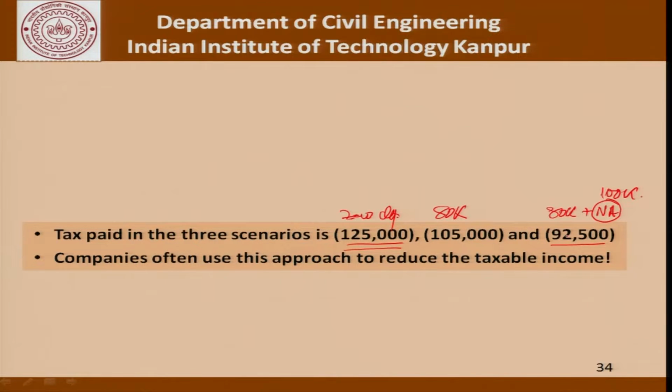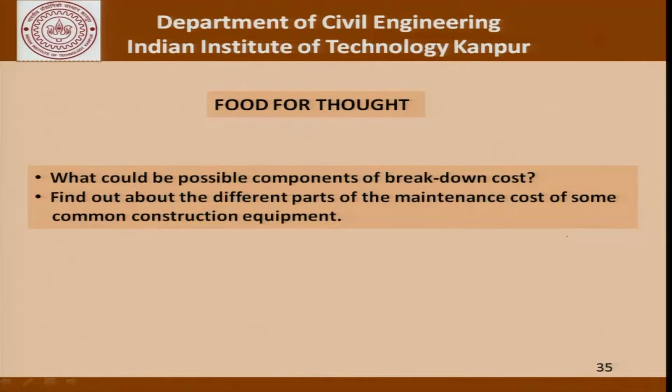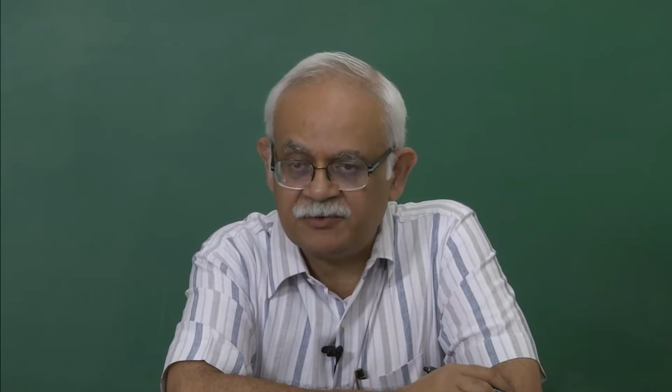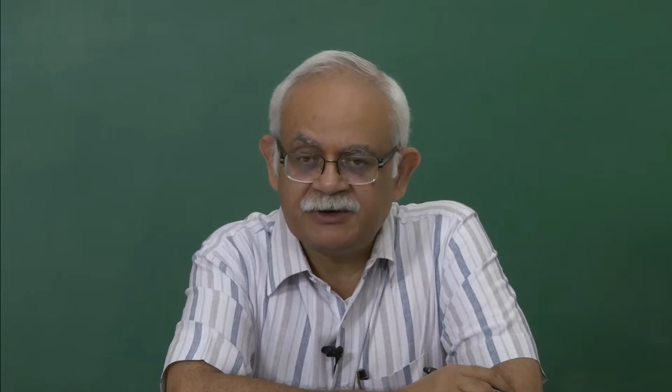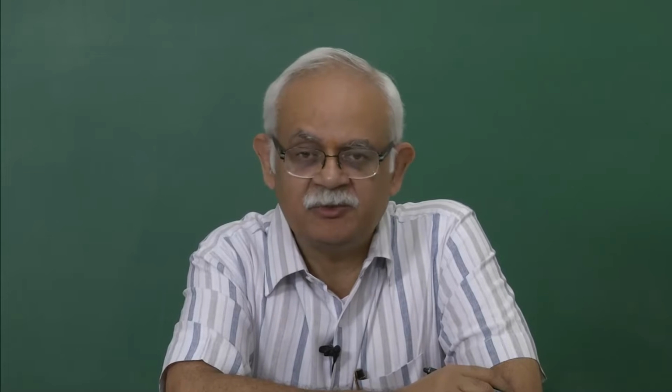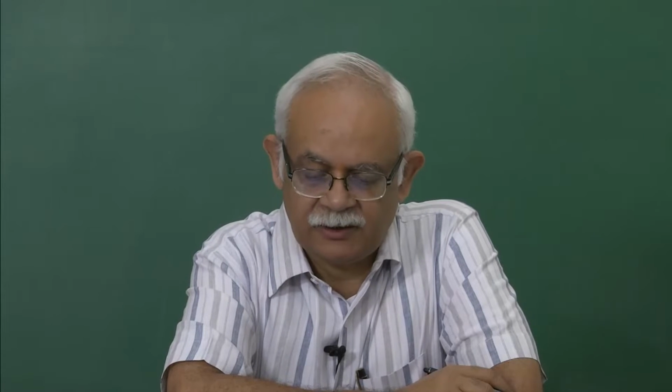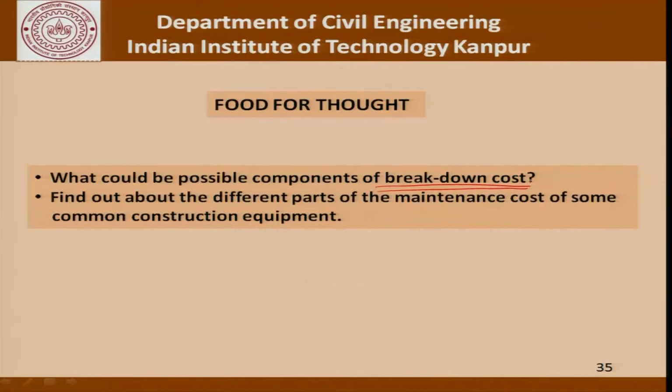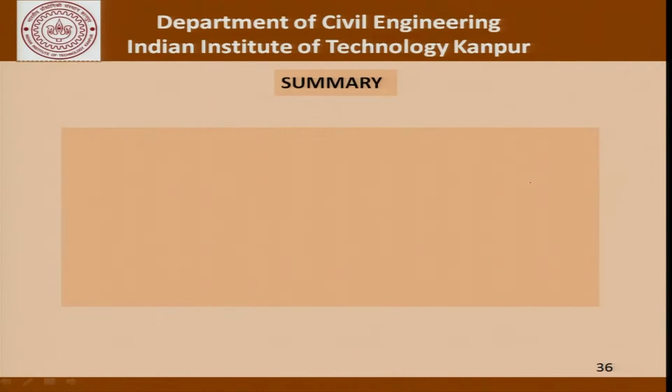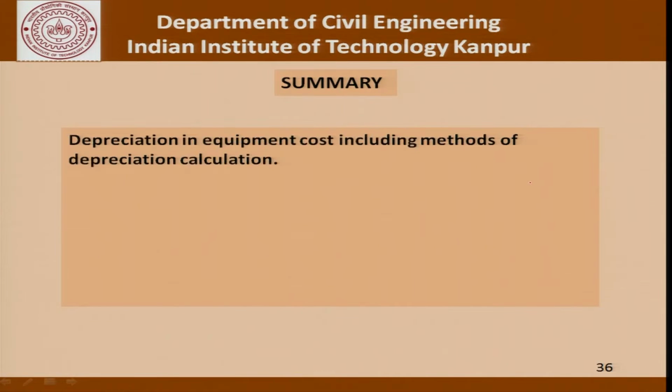as we have already been talking about. So, coming to an end to our discussion today, I am leaving you with some assignment and what could be the possible components of breakdown cost. Now, this is something which we have not talked about in this discussion, but we did allude to it and say that this is an important part of our considerations when we talk about replacement of assets, determination of service life and so on, and find out about the different parts of this maintenance cost of some of the common construction equipment.